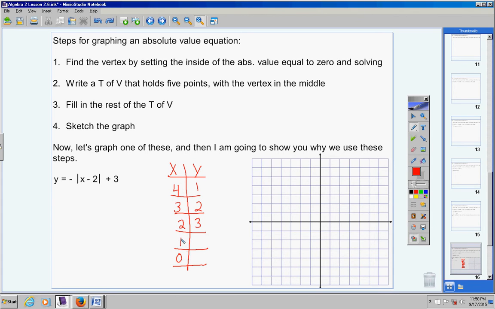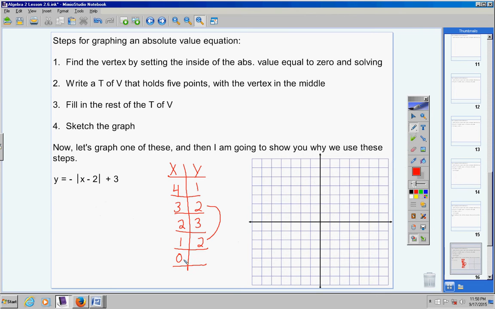So now we're going to put a 1 in for x. Here we go. Bring down your negative sign. Inside the absolute value is 1 minus 2, or negative 2. That's negative 1, positive 3. Now, what is the absolute value of negative 1? Positive 1. But there's a negative on the outside, so that makes it a negative 1. Positive 3. We got a 2. Notice those two numbers right there match, by the way. We'll talk about that later.